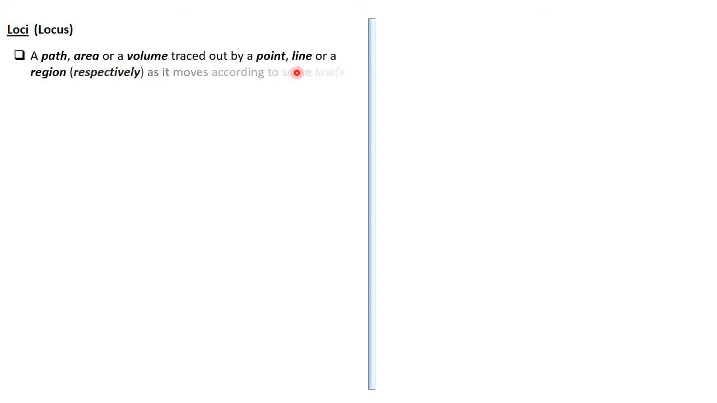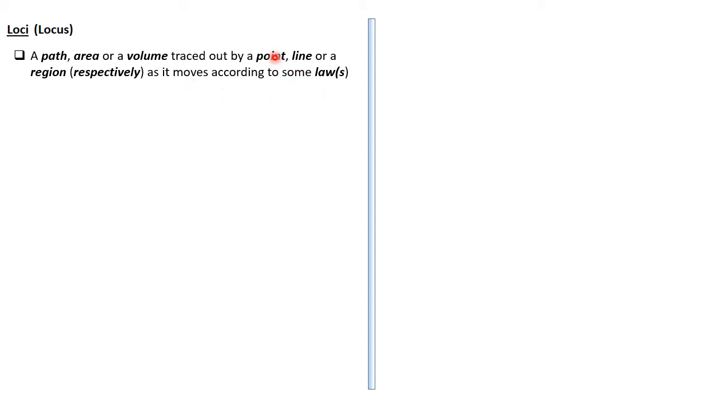Loci really is a word that's associated with the word location, as I understand it. Loci and locus are such that loci is the plural of the word locus. Locus is singular, the same way we talk about radius and radii, or alumnus and alumni. And therefore, loci is really a path, an area, or a volume traced out by a point, a line, or a region, respectively, as it moves according to some law or laws.